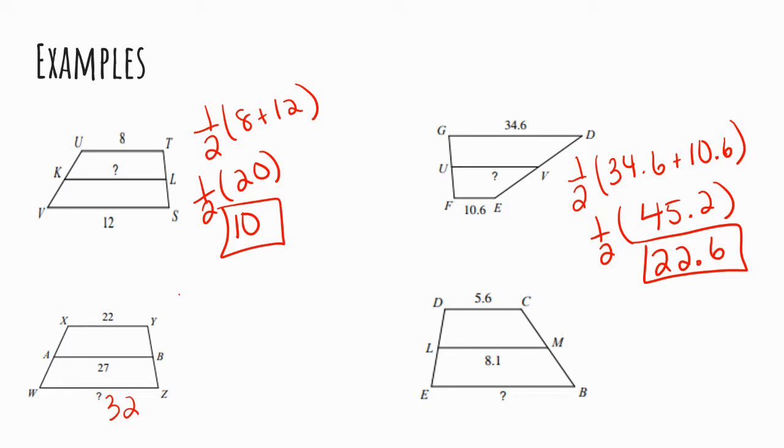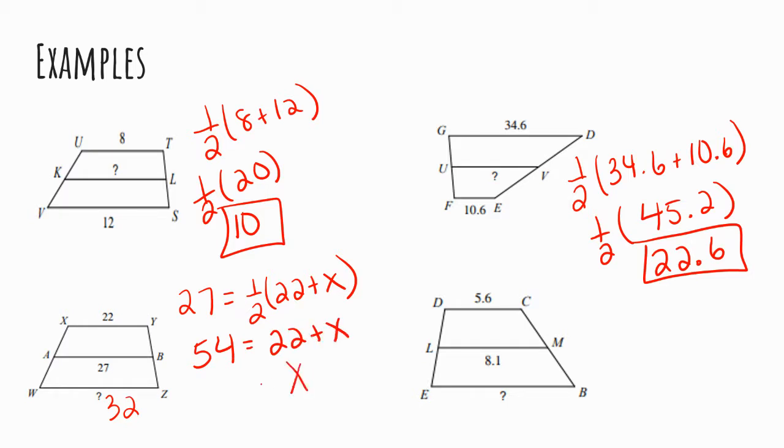Or again, we can also use your formula. So 27 is equal to 1/2 of 22 plus some other side that we don't know. If I multiply 27 by 2 to get rid of that 1/2, that gives me 54 is equal to 22 plus x. When I subtract 22 from both sides, I get 32.